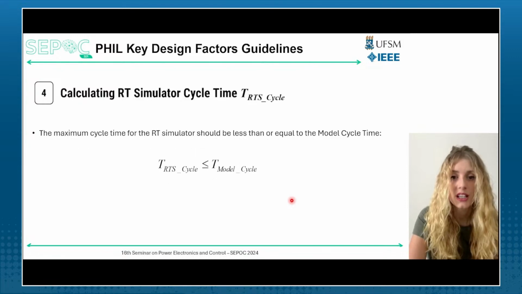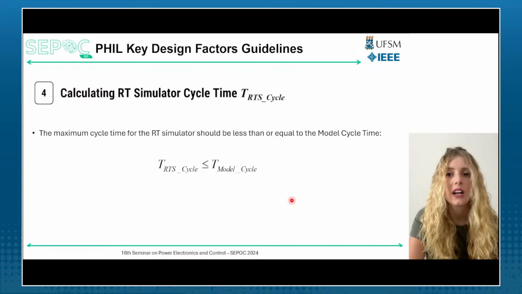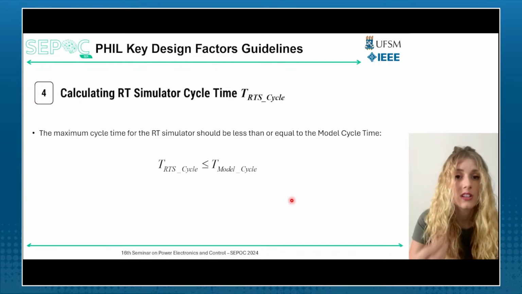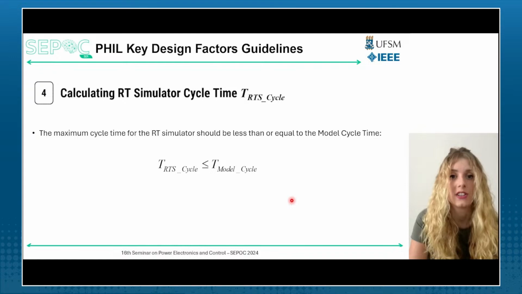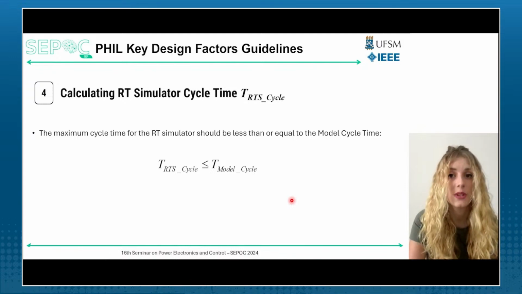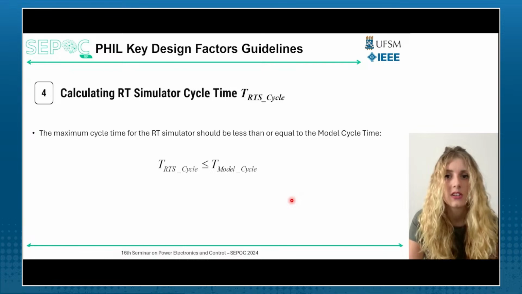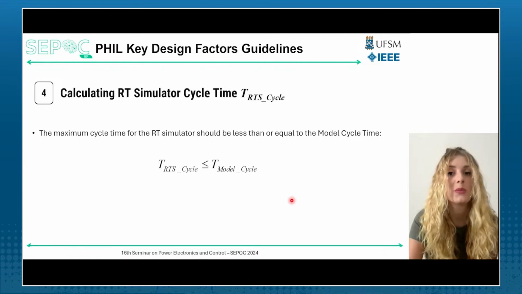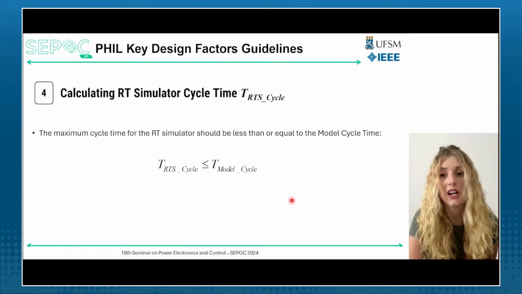Once you have the model cycling time, you need to determine what has to be the real-time simulator cycling time, because of course your real-time simulator must be able to send these set points and process measurement values during this cycling time. So a really simple way to estimate the real-time simulator cycling time is to make it lower or equal to the model cycling time. In that way, your real-time simulator will be able to execute the model within the required cycling time.